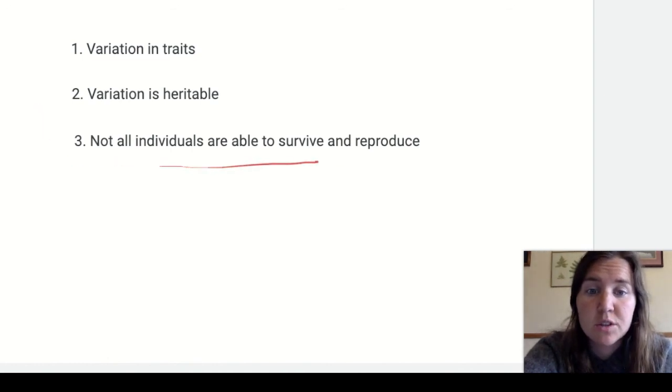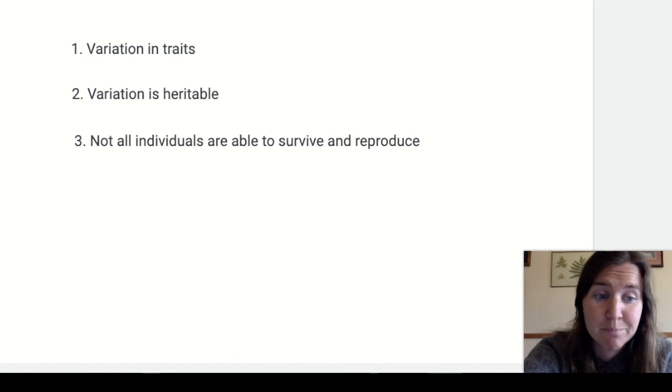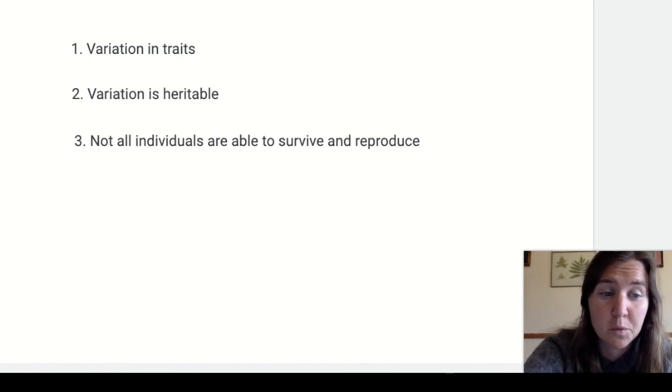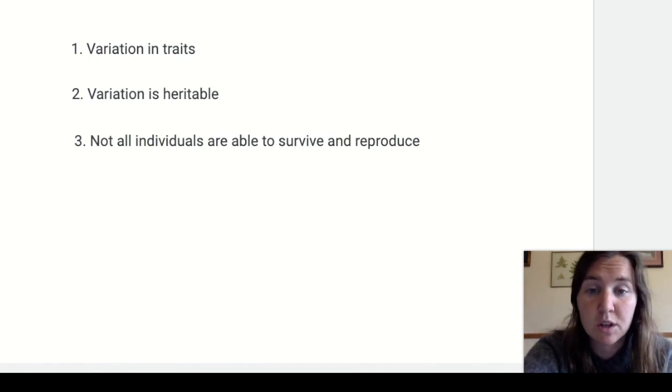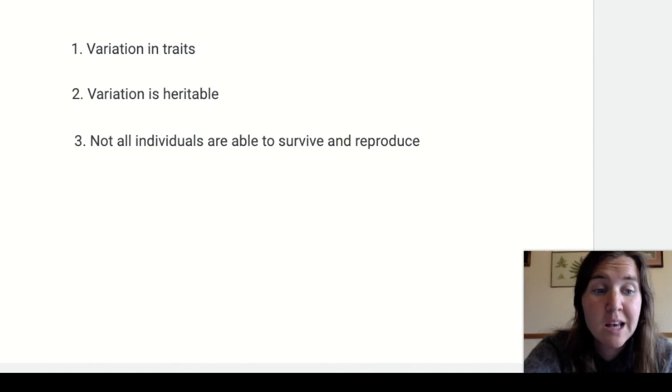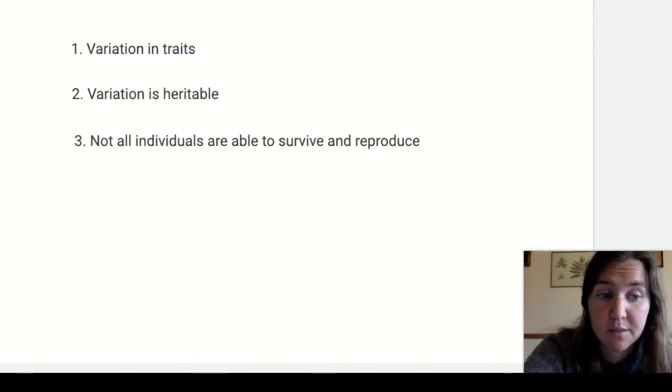Not all individuals are able to survive and reproduce. Yeah, we saw that because of the drought. There were fewer plants, fewer seeds for the ground finches to eat, so not all individuals were able to survive and reproduce, only those that were best suited for that environment.